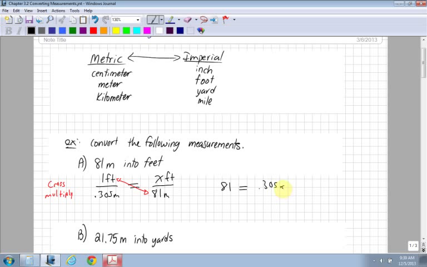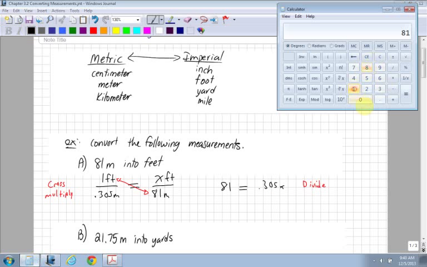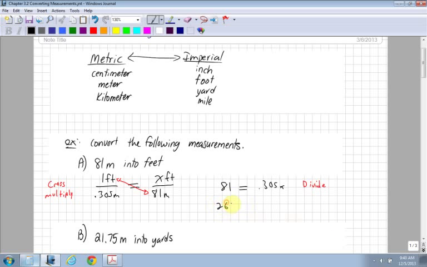To know what you do to solve for x, x is being multiplied by 0.305. So at this stage, we are going to divide, because division is the opposite operation of multiplication. We always think in terms of opposites. So I get my calculator, I take 81, and I divide by 0.305, and I get 265.57. And that is my value for x.